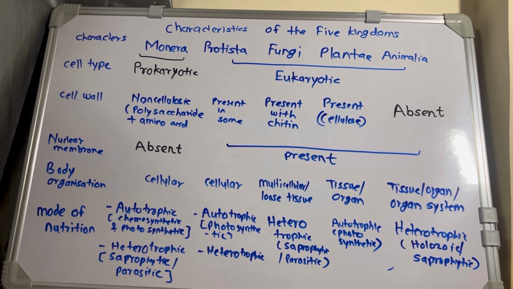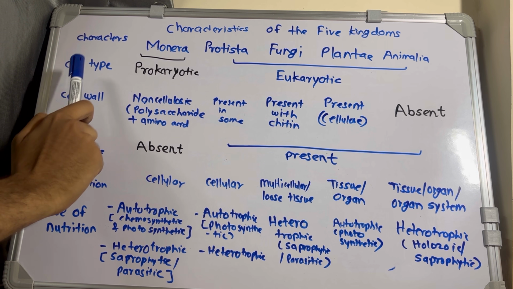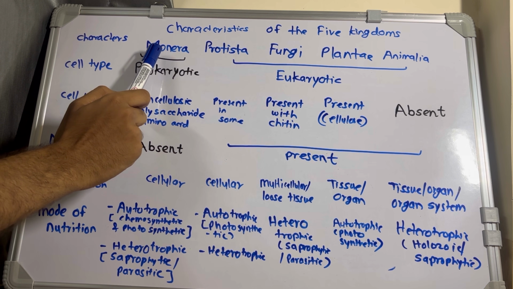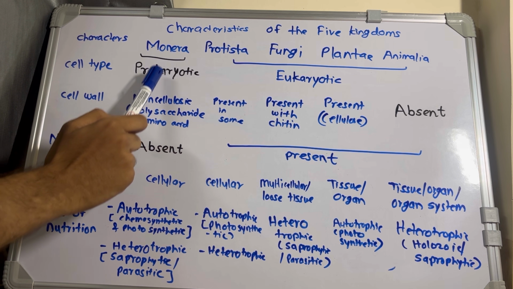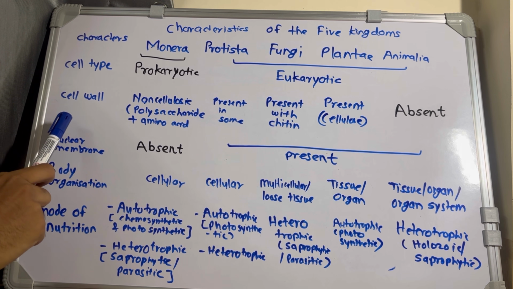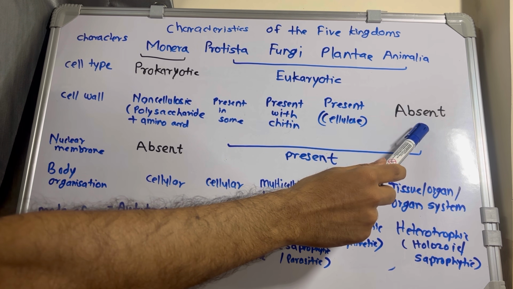So let's talk about the characteristics of the five kingdoms. First is Monera. The cell type of Monera is prokaryotic. You can remember this by Monera has ONE, one. This is the only one which is prokaryotic. Other four are eukaryotic. Now cell wall. Cell wall is present in all the kingdoms except Animalia, it is absent.